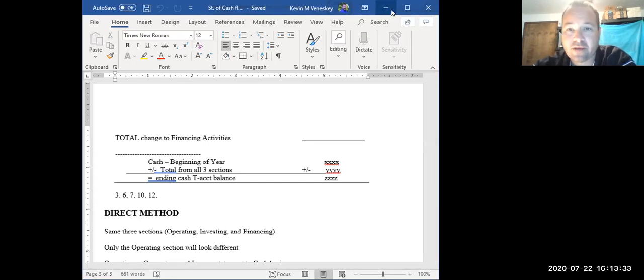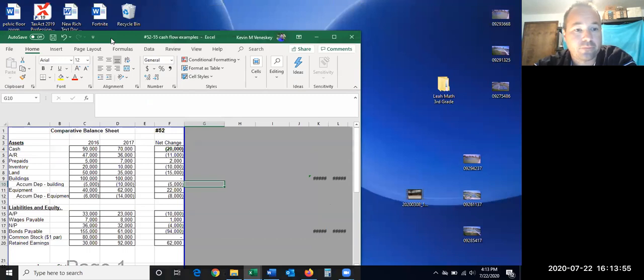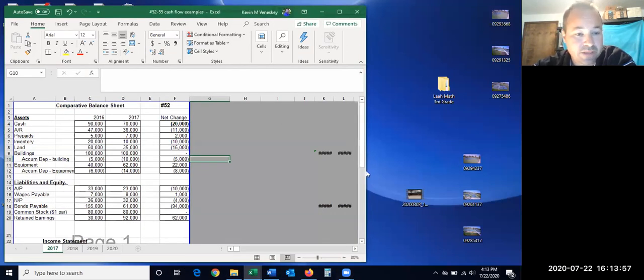All right, we'll get to the direct method in a second, but I think what we're going to do now is we're going to just jump in and see how a real statement of cash flows looks. So with that, I'm going to now open up another screen share. We're going to do the full screen. And we're going to look at the two examples that I have up.